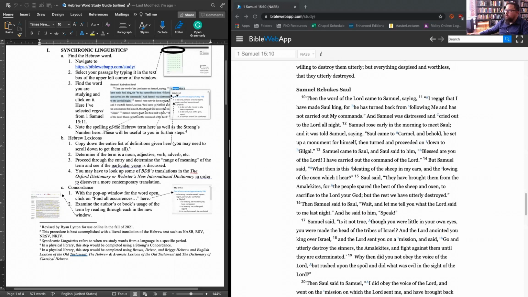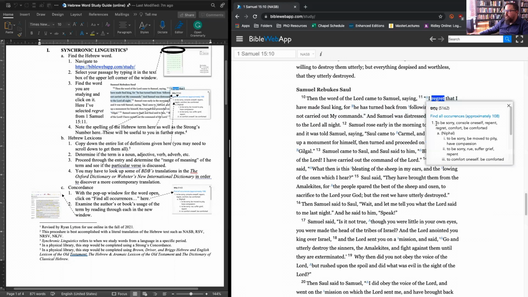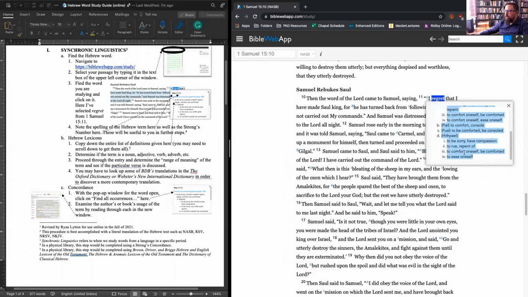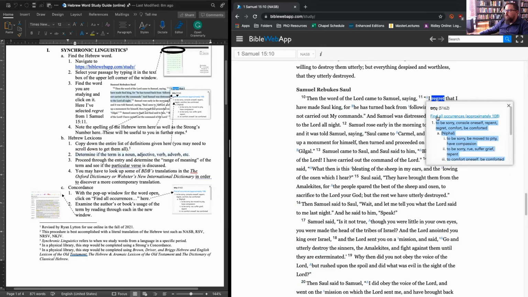Okay, so we're going to copy down all of this. That's what we would want to do, right? We want to make sure that we get all of that and we copy it, right? And then determine if the determinative term is a noun, adjective, verb, adverb, etc. Well, nacham is indicating an action here, to be sorry. So that would be a verb, right?